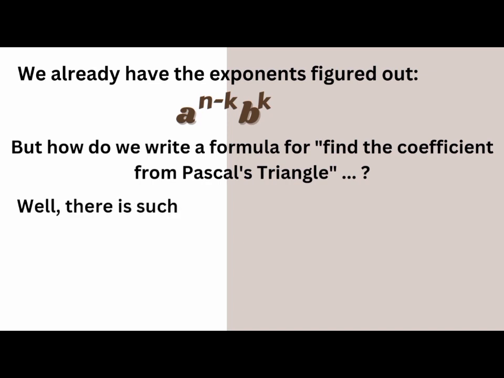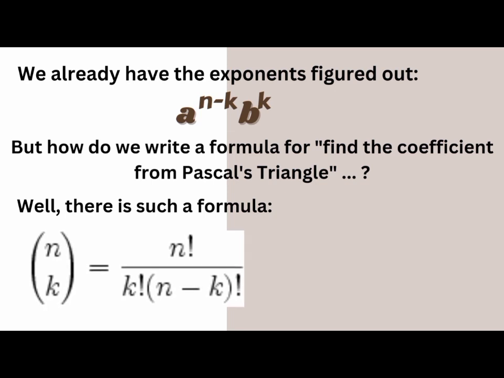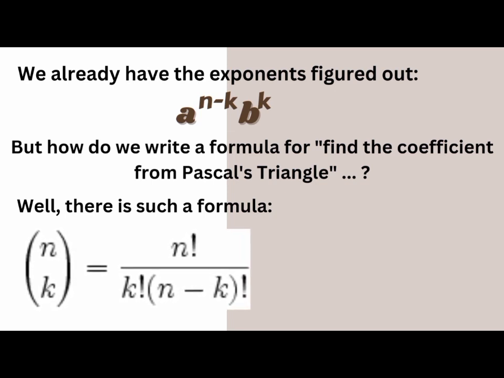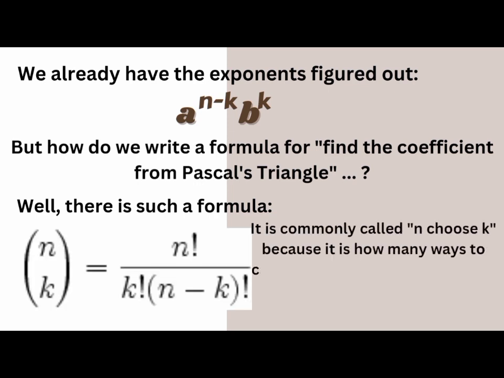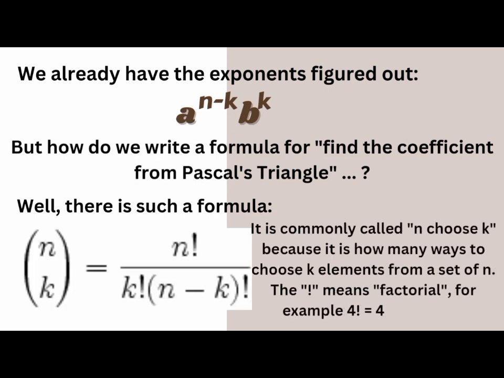Well, there is such a formula, which is n choose k equals n factorial over k factorial times n minus k factorial. It is commonly called n choose k because it is how many ways to choose k elements from a set of n. The exclamation mark means factorial. For example, 4 factorial is equal to 4 times 3 times 2 times 1, and it is equal to 24.